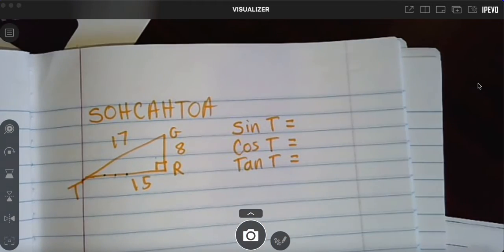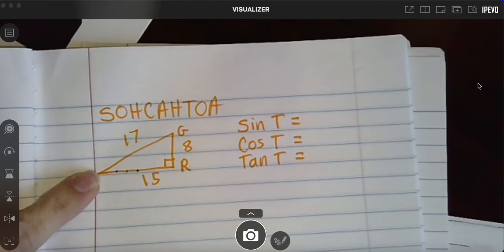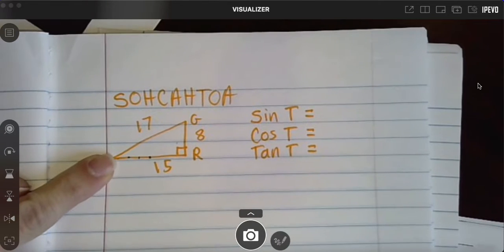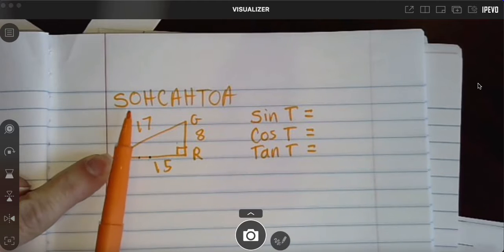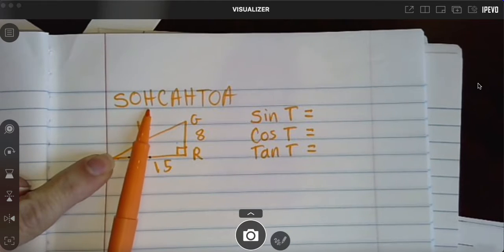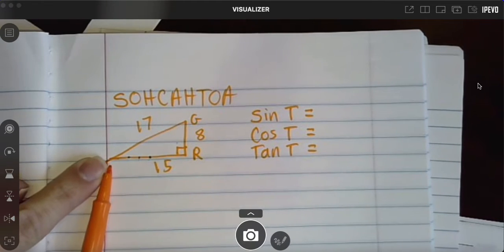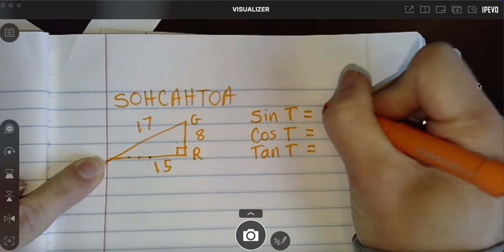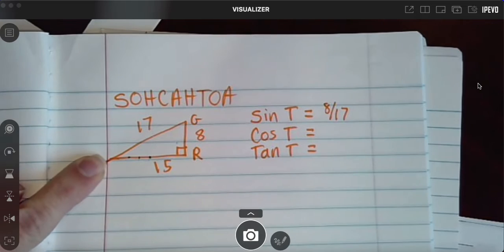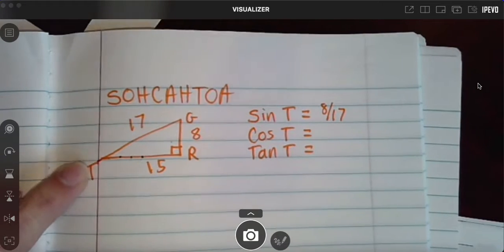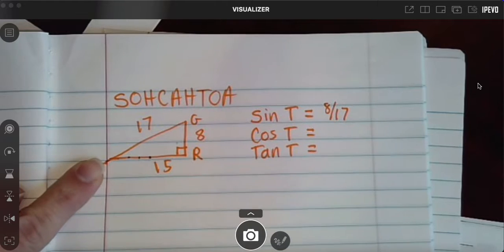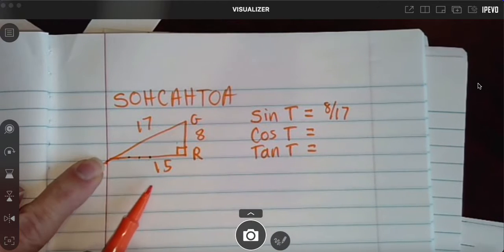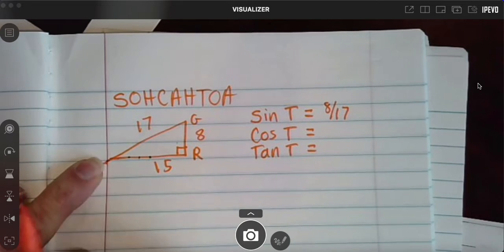So what letter am I starting at? T. That's my angle t. So if we're going to find the sine of t, it's what? Opposite over hypotenuse. So what's on the opposite of t? 8. And what's my hypotenuse? 17. That's my answer. 8 over 17. That's my trig ratio. Now let's try cosine. It's a different function. So again, I'm starting at t. What's the cosine of t? Adjacent, the next one, is 15 over the hypotenuse, 17.